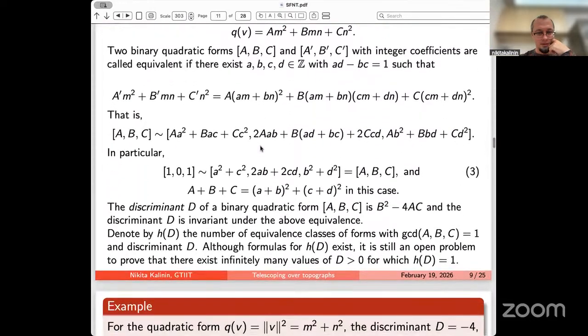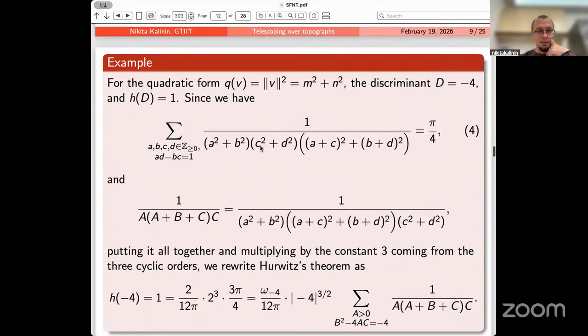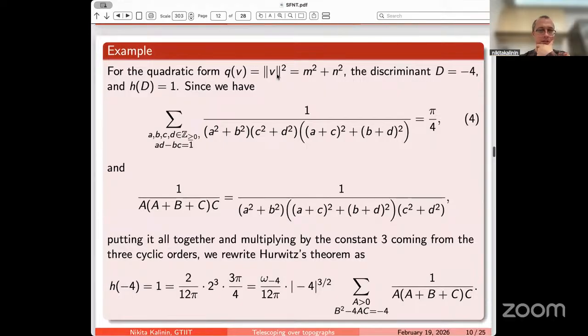Okay, so that was done by Hurwitz 100 years ago. So let's look at an example. If the quadratic form is just the square of the length, then the discriminant is -4, because it's b squared minus 4ac, where b is 0 and ac is 1. And then you can also check just by hand that h of d is 1, so all the forms with discriminant -4 are actually equivalent.